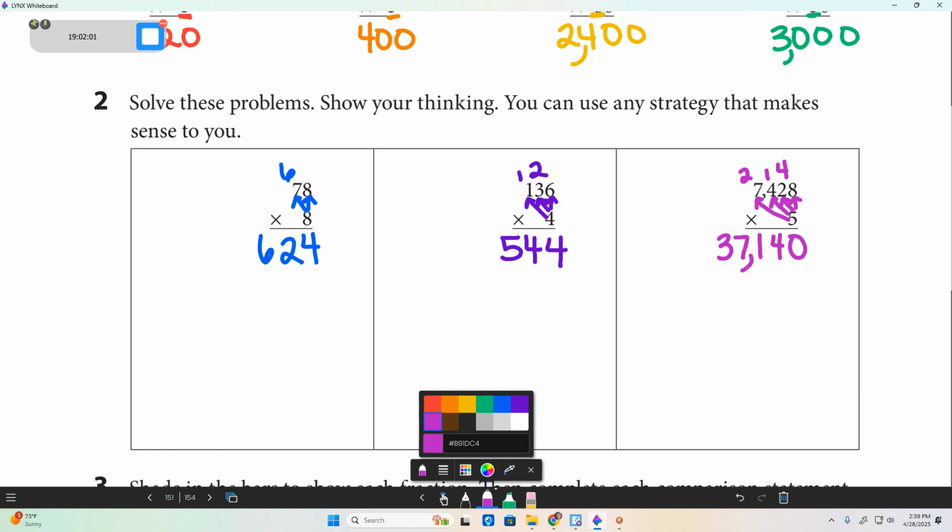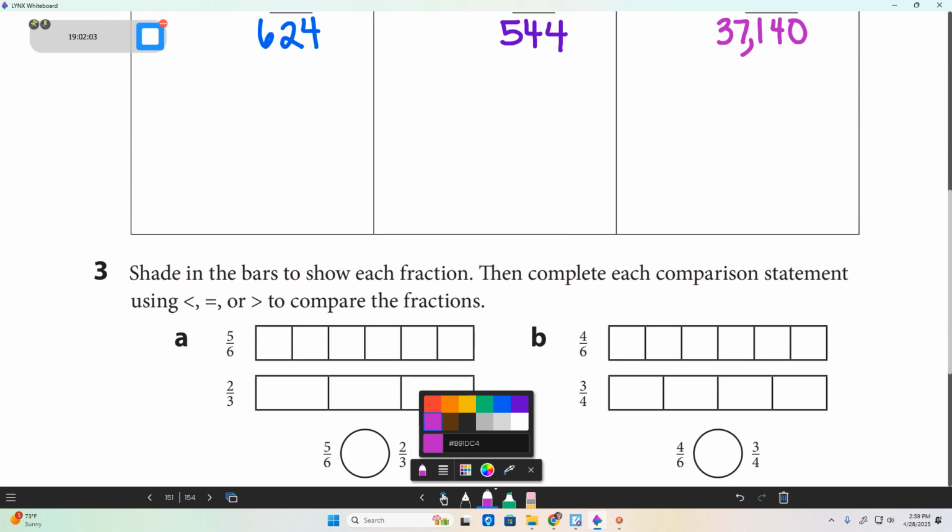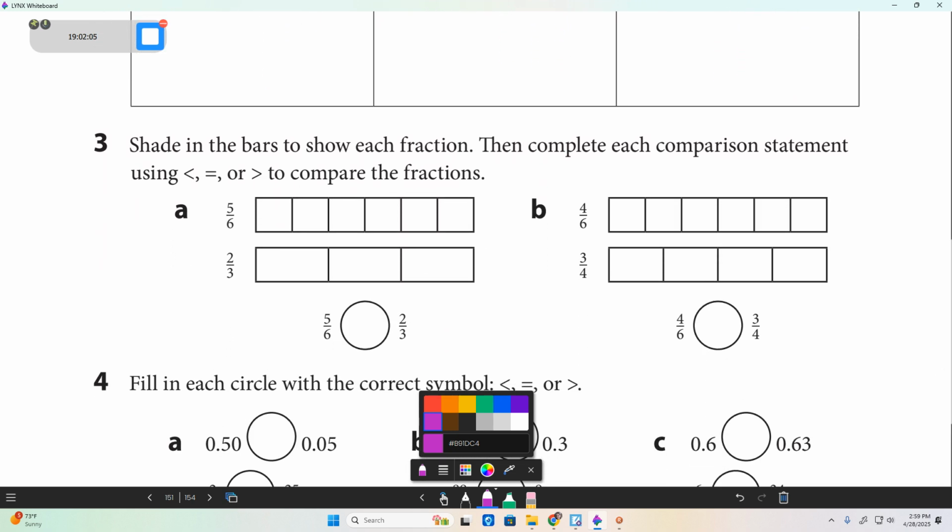All right, cruising along. Here we go. Shade in the bars to show each fraction. It's so great having a picture that's perfectly created and split up for you, because then it's very easy to trust your shading. All right, we've got 5/6, and we're comparing it to 2/3, and you have to ask yourself, is there more red stuff or is there more orange stuff? And there's more red stuff. So 5/6 is a bigger amount, right? More is shaded in that rectangle than the second one.